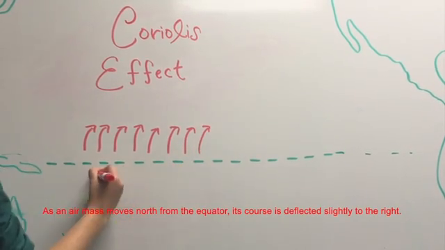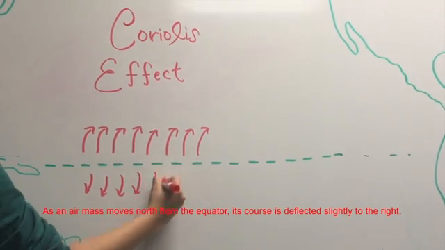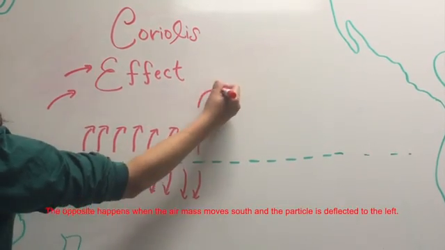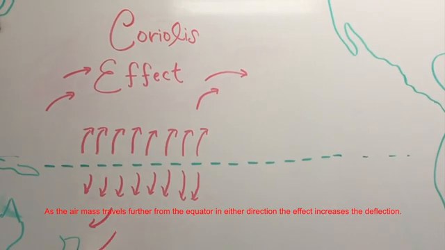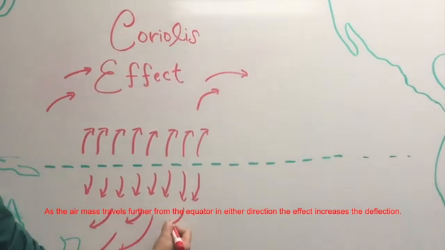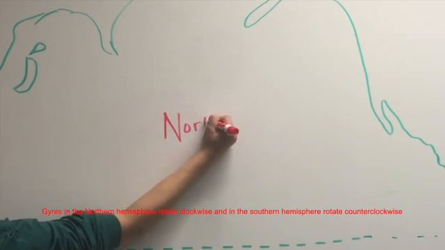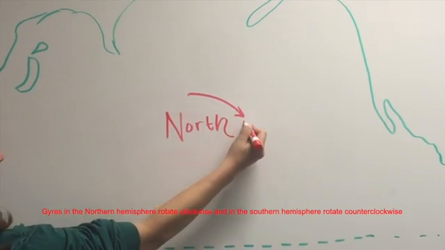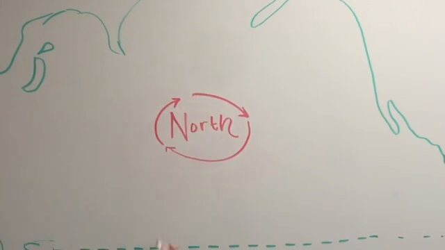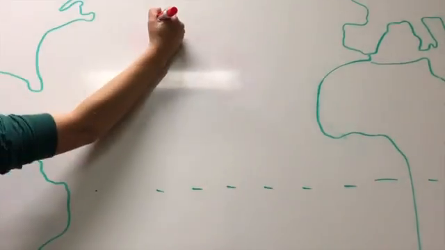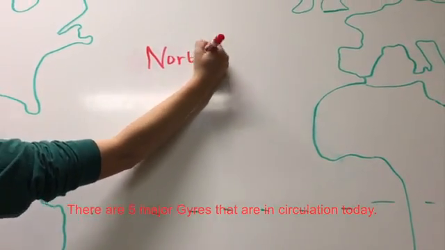As an air mass moves north from the equator, its course is deflected slightly to the right. The opposite happens when the air mass moves south and the particle is deflected to the left. As the air mass travels further from the equator in either direction, the effect increases the deflection. Gyres in the northern hemisphere rotate clockwise, and in the southern hemisphere rotate counterclockwise, as a result of the differing Coriolis effect directions. There are 5 major gyres that are in circulation today.